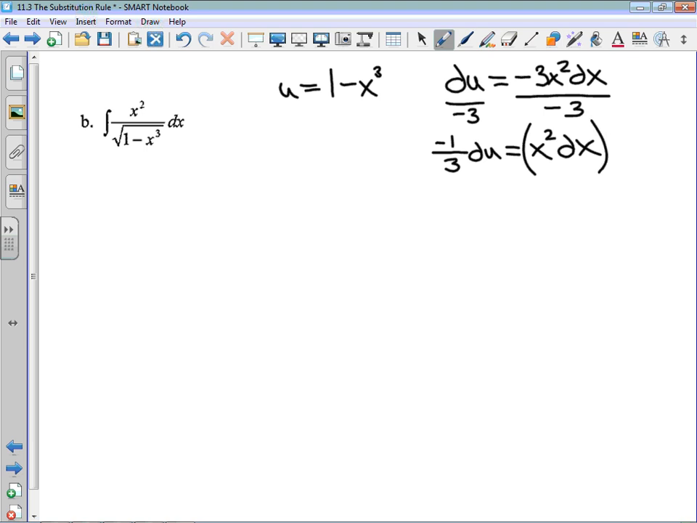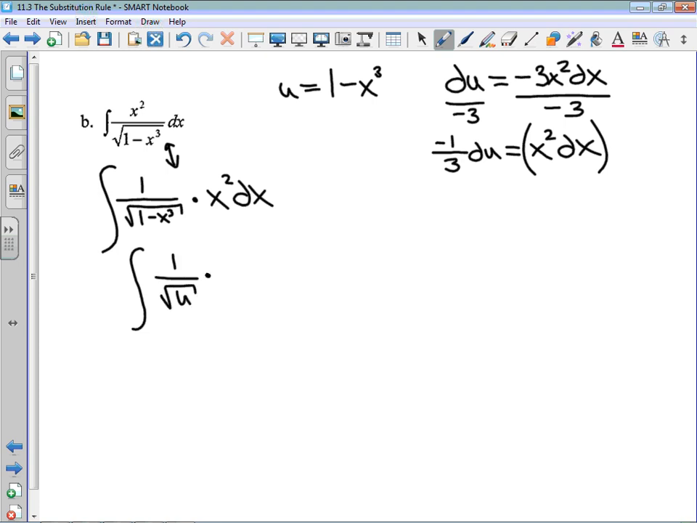And I'm going to rewrite it just a little bit. I'm going to rewrite this as the integral of, and I'll write it as 1 over the square root of 1 minus x cubed multiplied by x squared dx. These are the same thing. It's a perfectly acceptable thing to do. But now I'm going to put my substitutions in. So this is going to become the integral of 1 over the square root of u times x squared dx, which is equal to negative 1/3 times du.